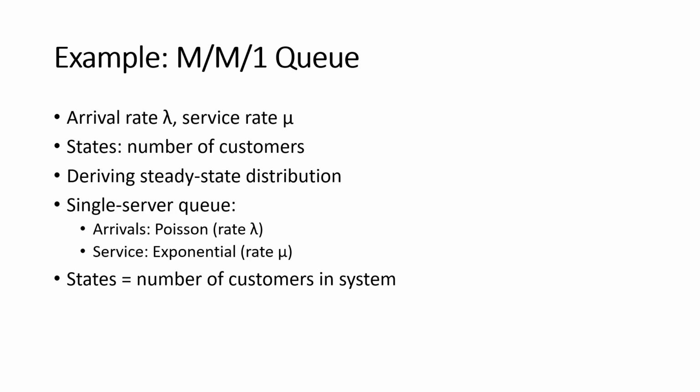The M/M/1 queue can be considered here as an example. Arrival rate lambda, service rate mu, and the states are the number of customers. Deriving the steady state distribution, the single server queue has Poisson arrivals with rate lambda and exponential service with rate mu. The state is the number of customers in the system.